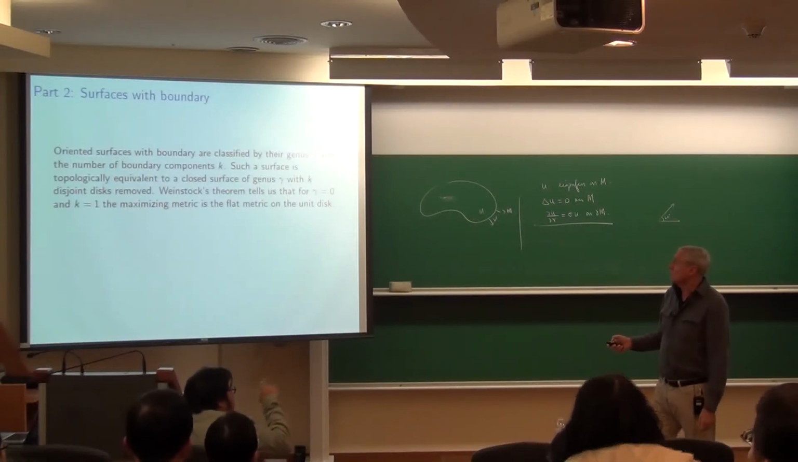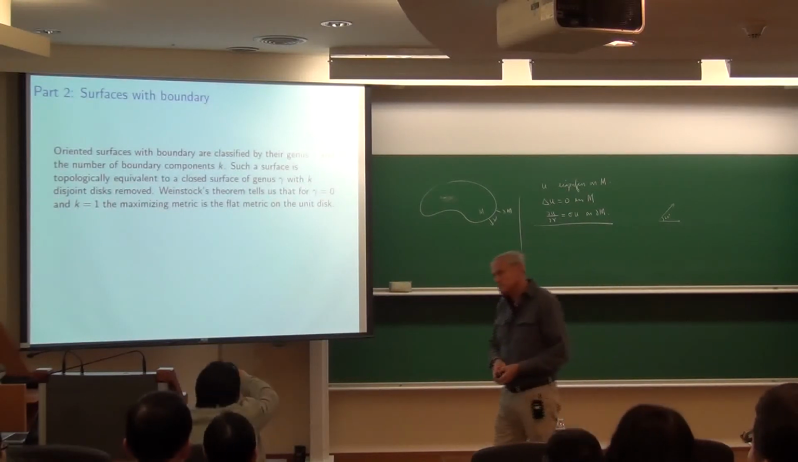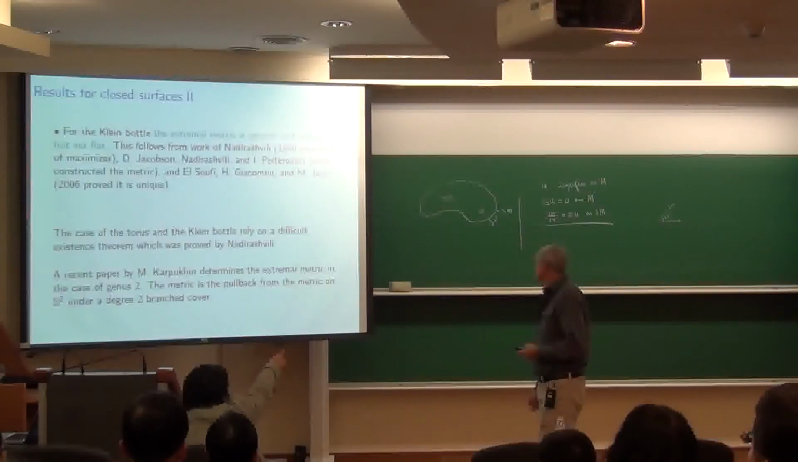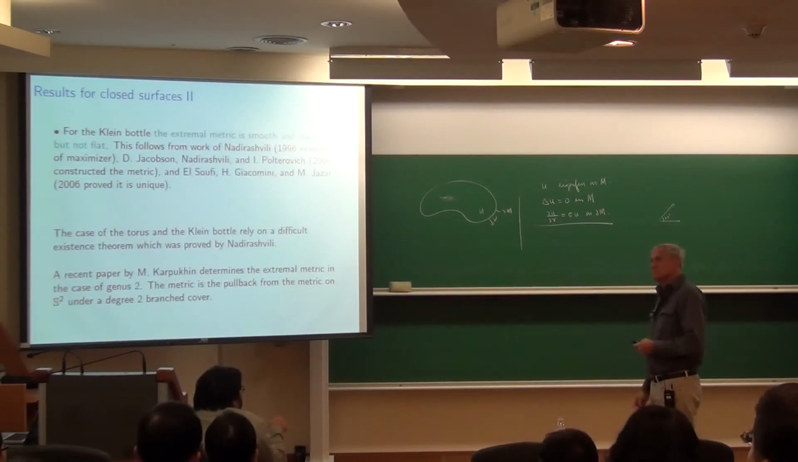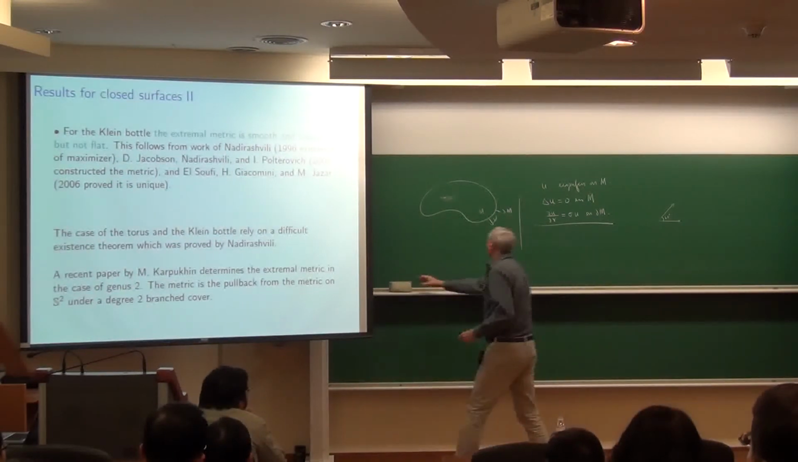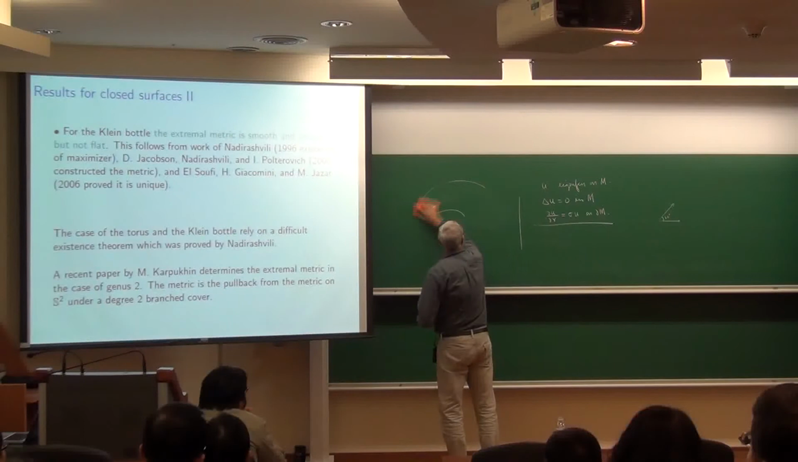Okay. So I'm going to now move away from this question. This is the case for compact surfaces, closed surfaces. I'm going to talk about surfaces with boundary. So I didn't draw this picture. This is supposed to be a surface with boundary.